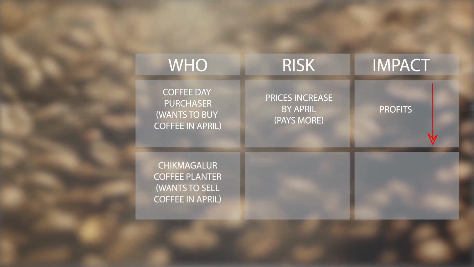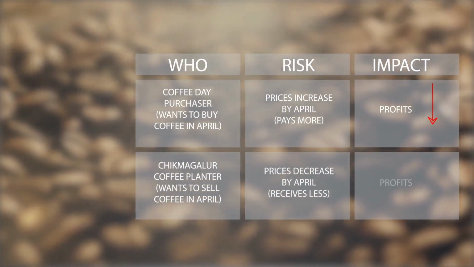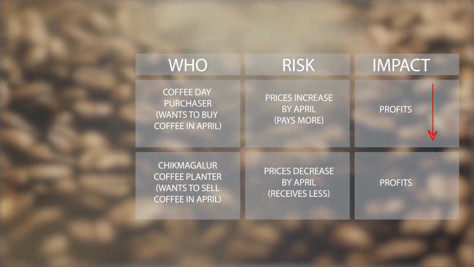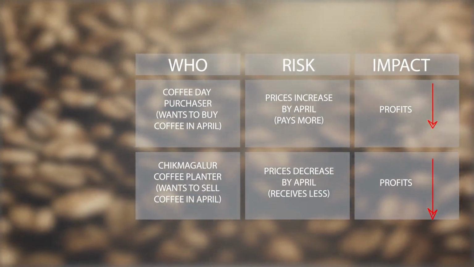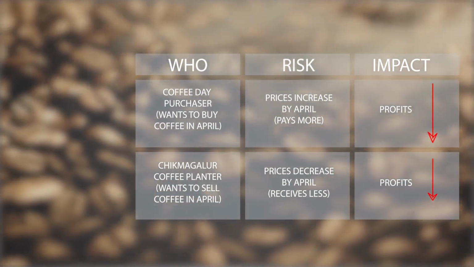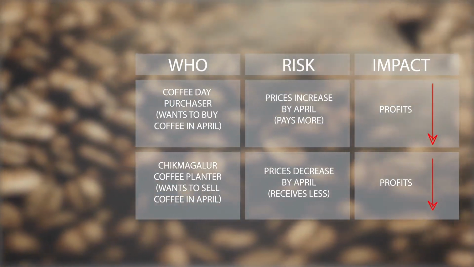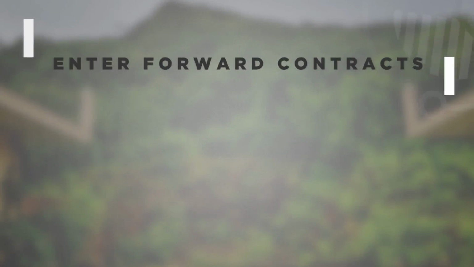On the flip side, think of the coffee planter in Chikmagalur. Coffee prices come down before he collects his crop and sells his beans. Say also in April, he or she may not recover their investment in land, fertilizer, manpower to grow the coffee. There is that price risk again, this time on the other side. This is why you have forward contracts.